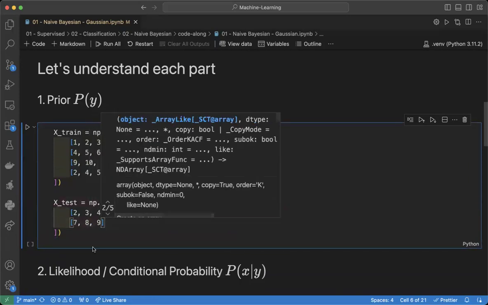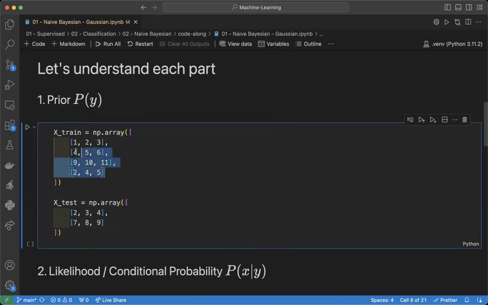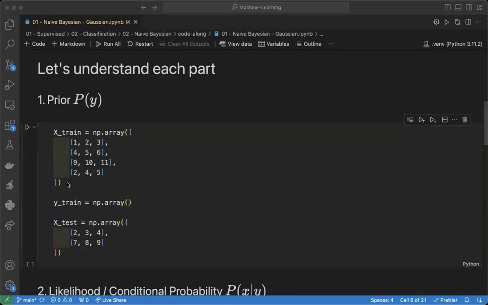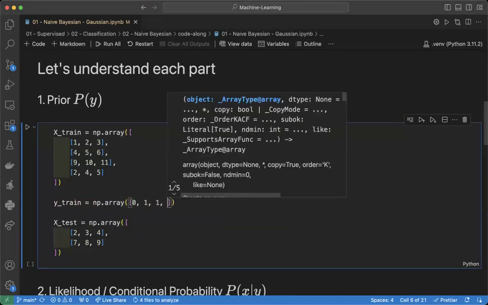Right. So what is the idea? The idea is that I have these samples, right? And of course, I haven't even specified the class of each one. Okay, why not we do it now? So Y train is equal to np.array 0, 1, 1, 0, right?